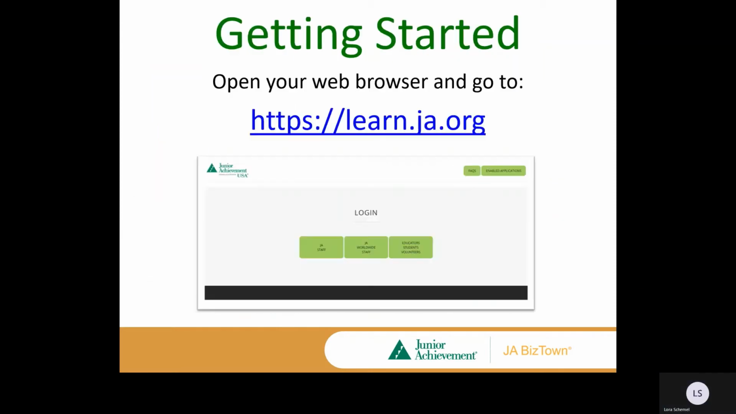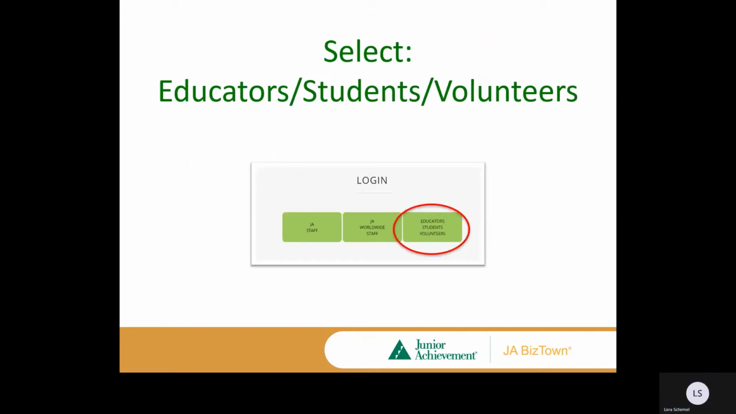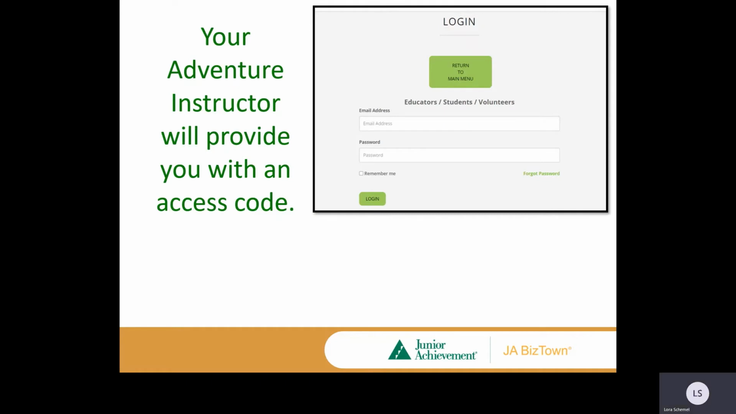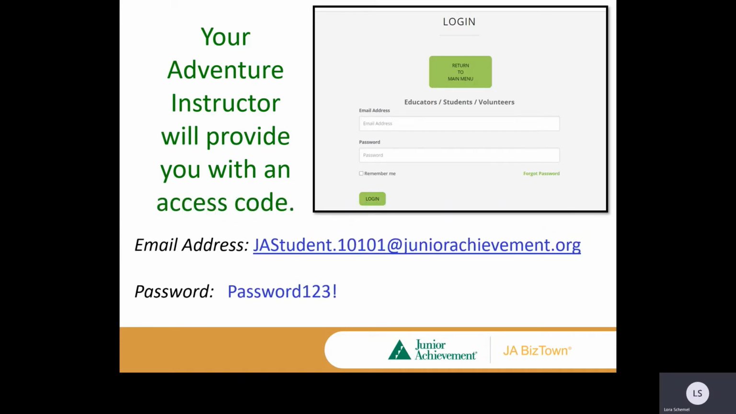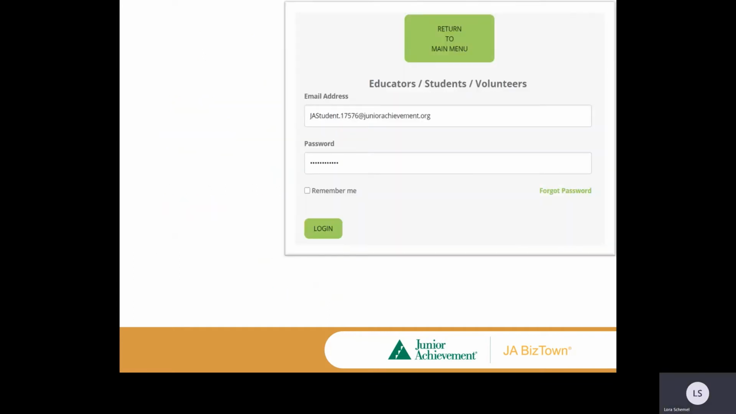Let's get started. Student explorers will open a web browser and go to learn.ja.org. As a student, you will select the Educators, Students, Volunteers button on the right-hand side. For this screen, your adventure instructor, also known as your teacher, will provide you with individual access codes, an email address, and a password. You will need to enter your assigned access codes, email address, password, and then you will select the login button below.